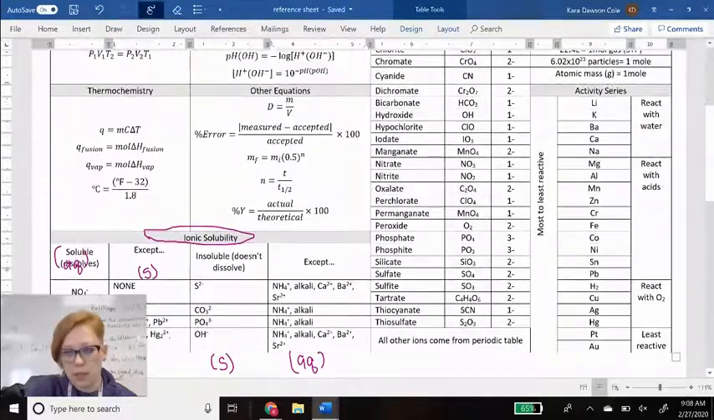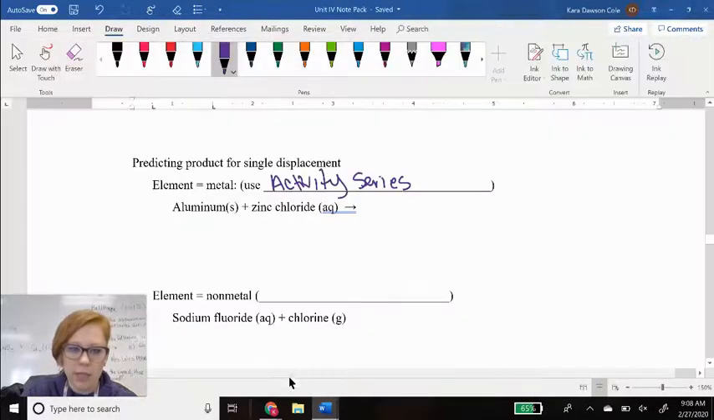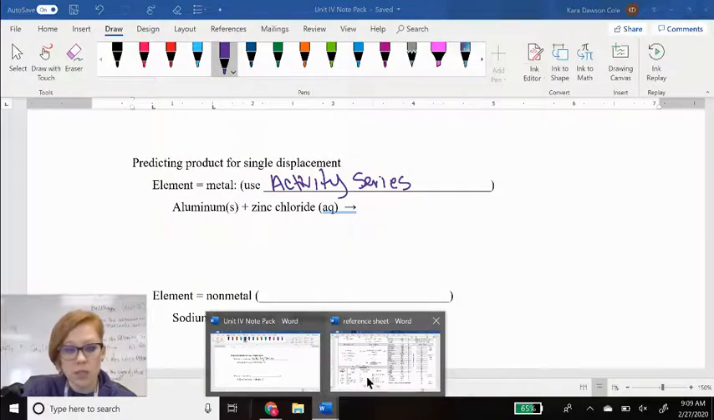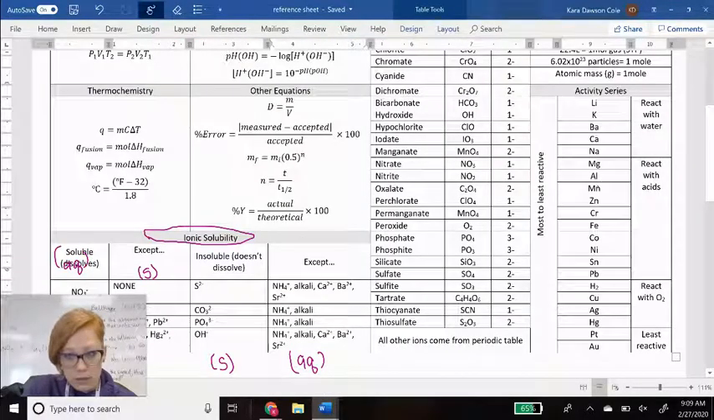So this is the activity series. What you want to look for is the element that is replacing the element in the compound, and is that element higher than the one that's in the compound on the activity series? So I look at this. I've got aluminum and zinc chloride. Aluminum is my metal here, and it's going to try to replace the zinc. Before I do this, I need to make sure that aluminum is above zinc on the activity series. You should know that Al is aluminum, Zn is zinc. So aluminum is definitely above zinc, so this is going to occur.